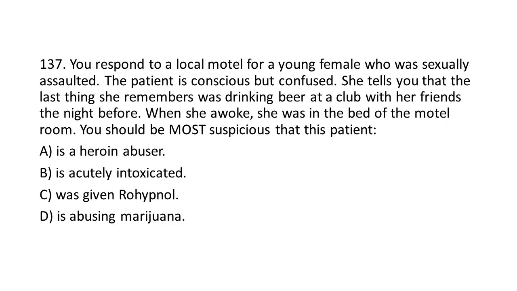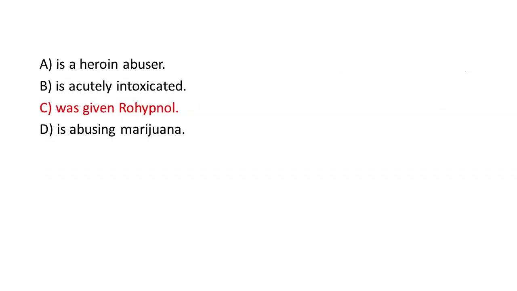137. You respond to a local motel for a young female who was sexually assaulted. The patient is conscious but confused. She tells you that the last thing she remembers was drinking beer at a club with her friends the night before. When she awoke, she was in the bed of the motel room. You should be most suspicious that this patient: A. Is a heroin abuser. B. Is acutely intoxicated. C. Was given Rohypnol. D. Is abusing marijuana. The answer is C. Was given Rohypnol.